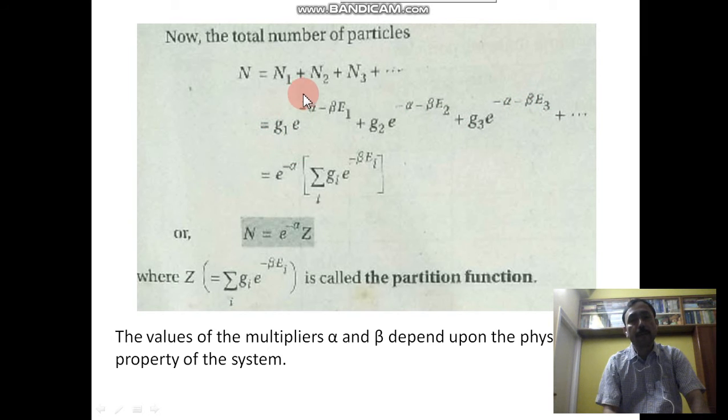Taking e^-alpha common, it becomes the summation of gi e^(-beta Ei), i = 1 up to n. So N is equal to e^-alpha times this sum, and we represent the sum as Z. This Z we call the partition function. Z = sum of gi e^(-beta Ei). So for Maxwell-Boltzmann distribution, the partition function is Z = sum gi e^(-beta Ei), where gi is the number of quantum states and beta is the multiplier. We have already discussed that the values of the multipliers alpha and beta depend upon the physical properties of the system.